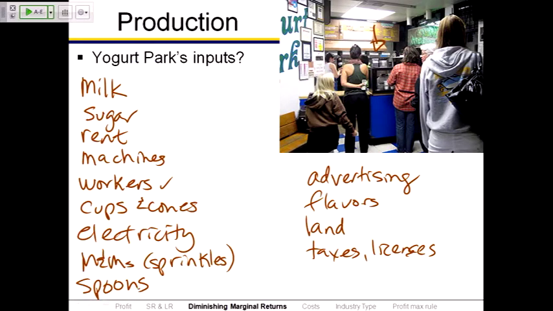So milk. If we sell more frozen yogurt a day, do we need more milk or no? Yeah. So we're going to call that L for labor because that's our variable input. We're going to use L to stand for our variable input. Sugar. Variable or fixed? Variable. So we're going to call that L for labor. Rent. The amount of rent that's paid for the space. Variable or fixed? Fixed. So we're going to call that K for capital.